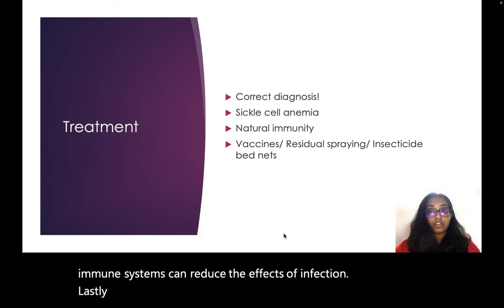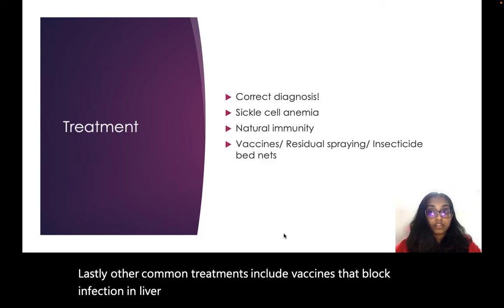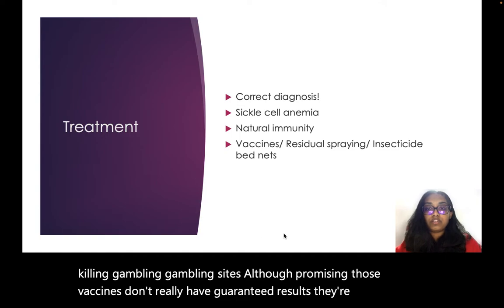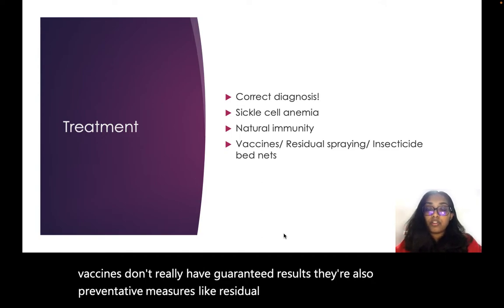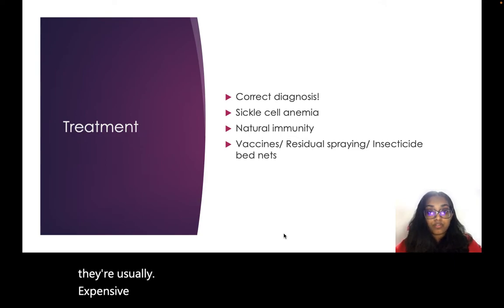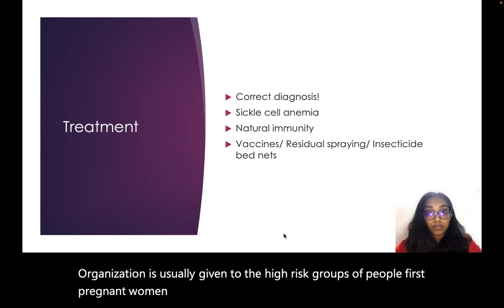Lastly, other common treatments include vaccines that block infection in liver cells, block replication of merozoite cells, or kill gametocytes. Although promising, those vaccines don't really have guaranteed results. There are also preventative measures like residual spraying, other biological preventative treatments, and insecticide treated bed nets, but they're usually expensive, and when offered for free by the World Health Organization, it's usually given to the high risk groups of people first, like pregnant women and children, so other people may not receive such resources.